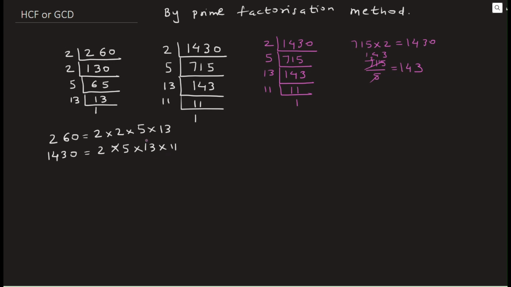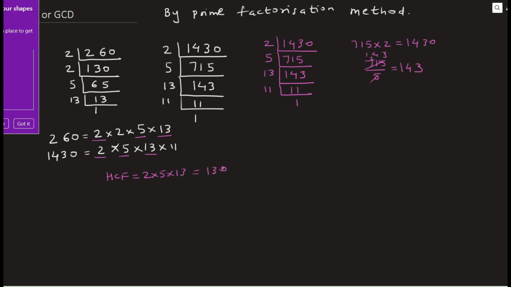So what is the common factor in this? I can say that 2, 5 and 13 are the common factors in these two numbers. So what is the HCF? HCF is the product of these common factors. 2 into 5 into 13 equals 130. So 130 is the highest common factor.